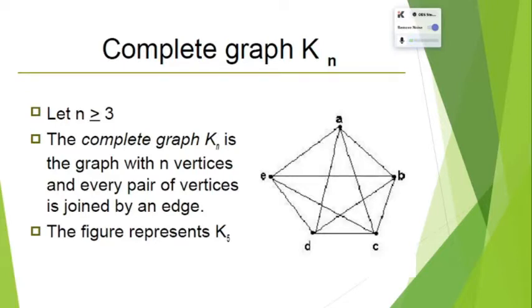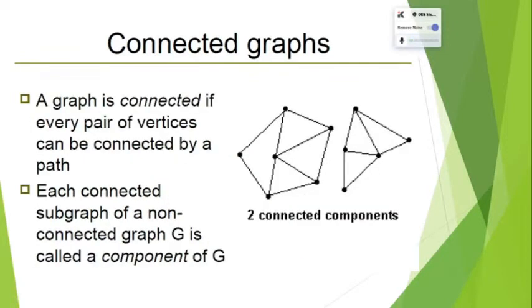So the figure represents K sub 5 because there are 5 vertices and it creates this certain graph. Okay? Now, let's go with the next slide. Connected graphs naman. A graph is connected if every pair of vertices can be connected by a path. Each connected subgraph of a connected graph G is called a component of G.